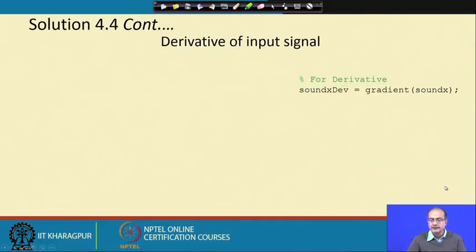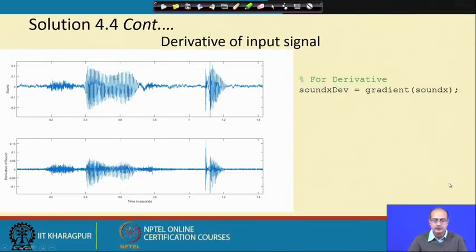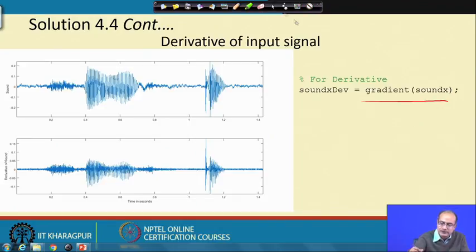Now, let us go for the derivative of the input signal. We compute the derivative, and for that purpose we are taking the gradient of the signal, that is the difference, it is nothing special. We have plotted that and we get the signal here. What we see after taking the derivative is that the amplitude of the voiced part has reduced much.